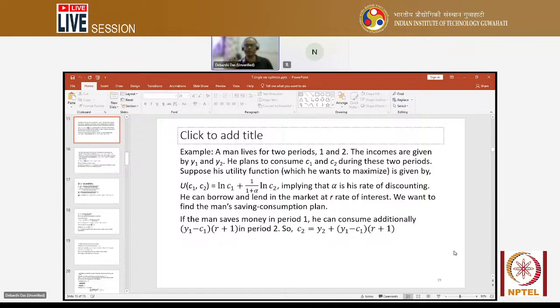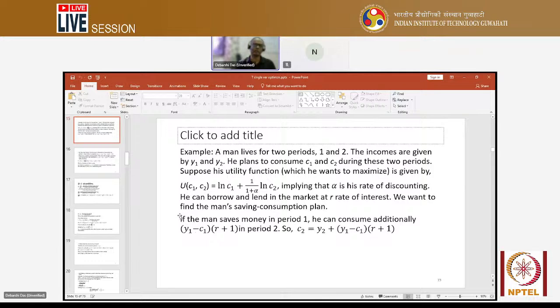Okay, there is just one small difference. In the assignment, instead of alpha, I used another notation. I think I used delta. Other than that, it is exactly the same, implying that delta is the rate of discounting. He can borrow and lend at a rate of interest R. We can find the man's saving and consumption plan. If the man saves money in period 1, he can consume additionally this in period 2.